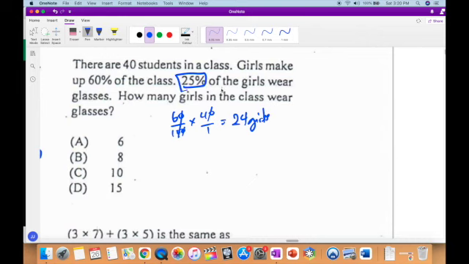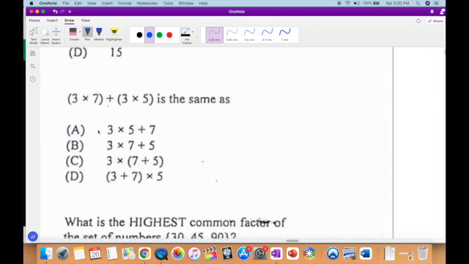25% of the girls wear glasses. So how many girls wear glasses? So 25% of this number, 25% of all of the girls, right? Which is a quarter of 24, which is 6 girls. So 6 girls wear glasses.